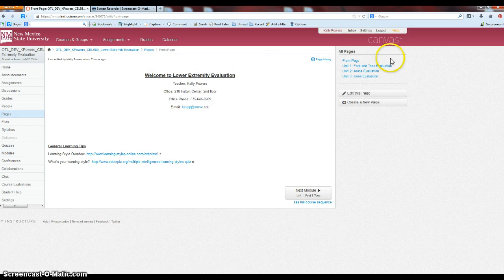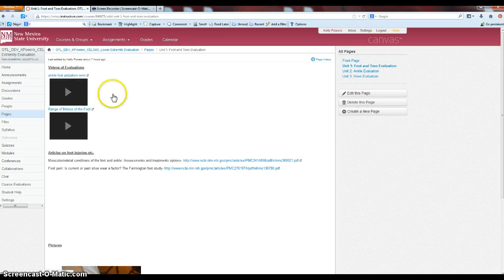And how I set up my pages is again just a general generic front page with my information, and then anything that's general to the course, nothing specific. And then to keep it uniform, I labeled everything again Unit 1, Unit 2, Unit 3, either foot or toes, ankle, or knee. So my foot and toes page just gives a bunch of extra resources for the students that they would need throughout the semester.